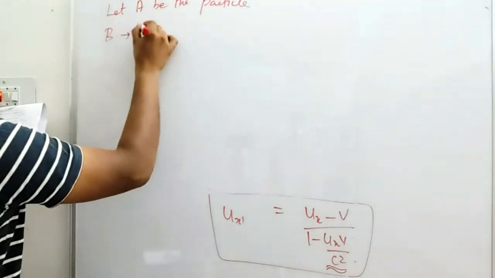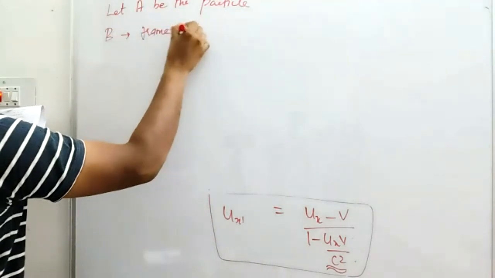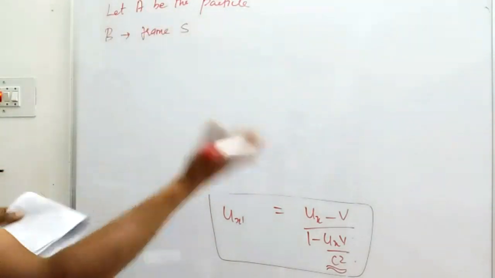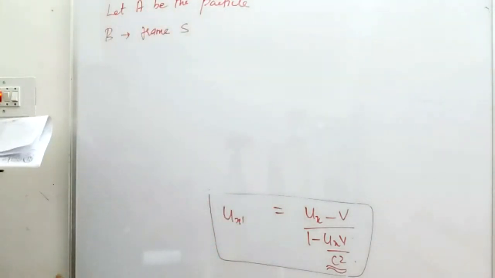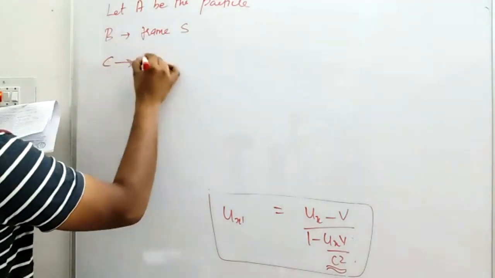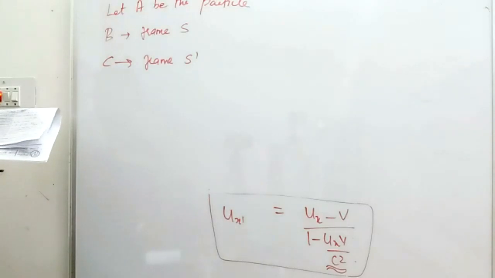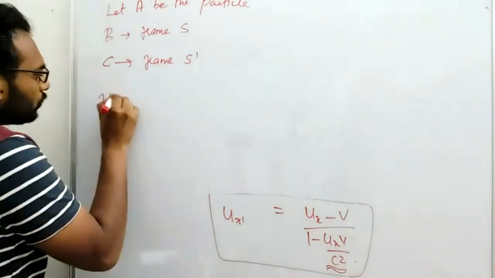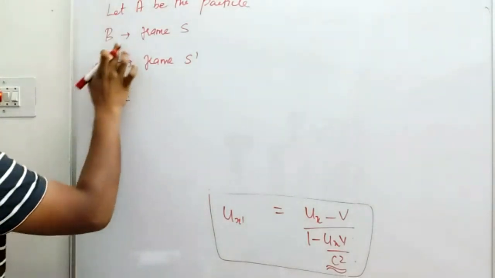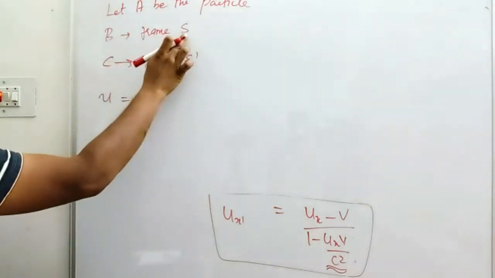B, it's the frame S. It could be anything, it could be another particle. That's the frame S. And let's call C, it's the frame S prime. And what do you call U? U is actually the velocity of the particle with respect to a frame S.